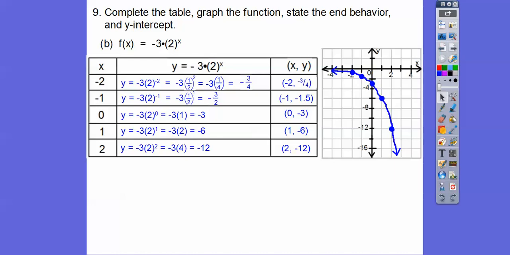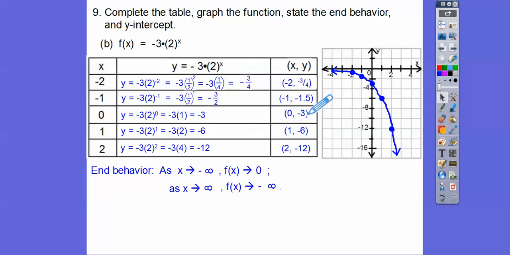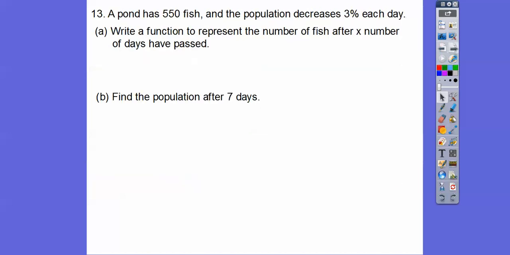End behavior. Okay, so our end behavior again is when we go to the left, that would be when x goes to negative infinity. This graph is going towards the x-axis right here. So f of x would be approaching 0. When we go that way, that would be when x goes to positive infinity. This graph is going down, so it's going to negative infinity. The y-intercept is where the graph crosses the y-axis, so where x equals 0, so 0, negative 3 would be our y-intercept. Okay, almost done.